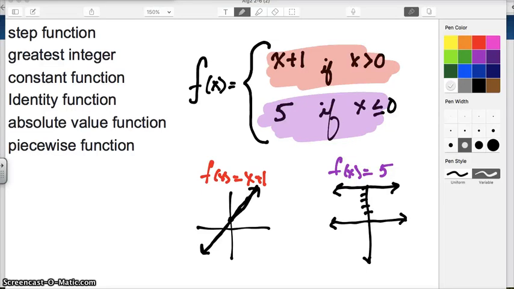Algebra 2, Part 2, Section 2.6. So I started talking about a piecewise function, and this is the piecewise function we had. We know that it's going to be broken up into pieces. So for part of our graph, x plus 1, this red portion, we only want the graph of x plus 1 as long as x is greater than 0.